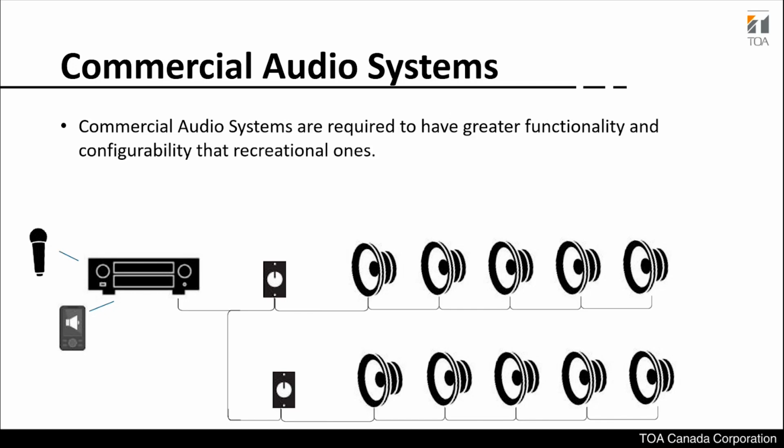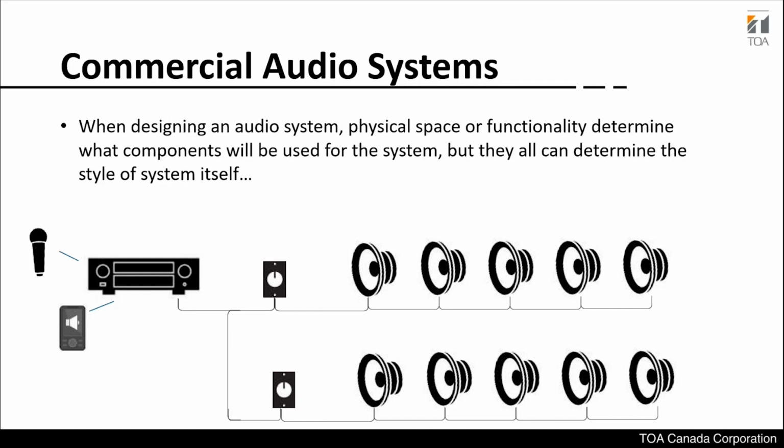Commercial audio systems are required to have greater functionality and configurability than recreational ones, an aspect of which includes allowing multiple sources into the mixer amplifier system, which then travels through the system and speaker chain. When designing an audio system, physical space and functionality determine what components will be used, and they all help determine the style of the system itself.